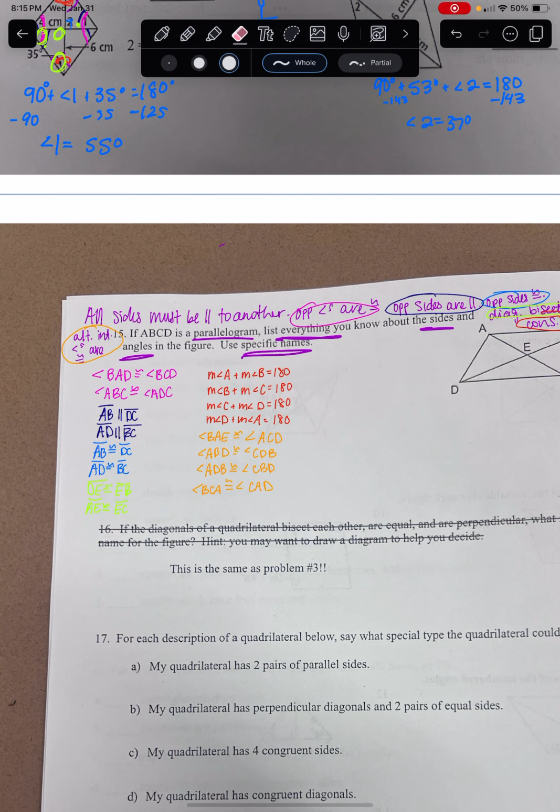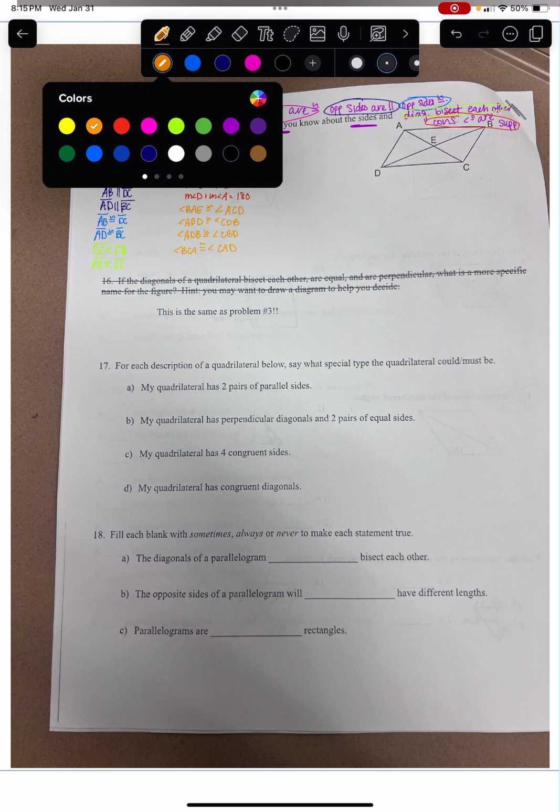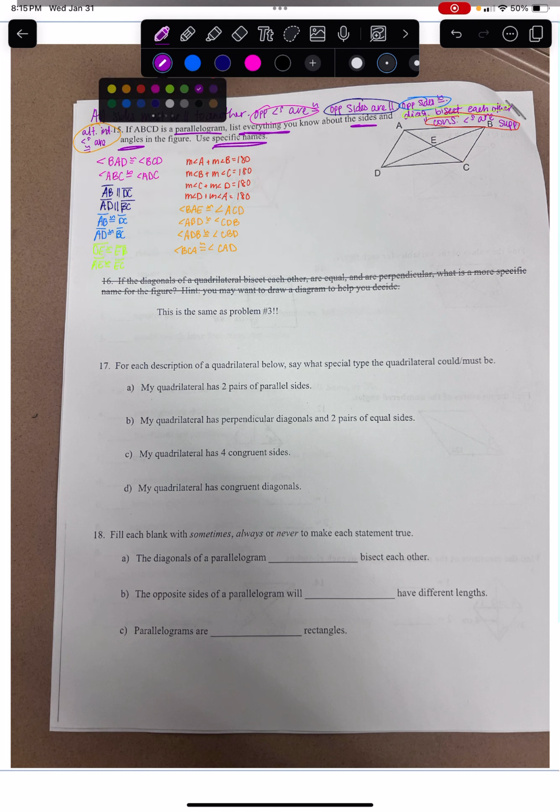So I would just list out what you know to be a parallelogram. Opposite angles are congruent. Opposite sides are parallel. Opposite sides are congruent. The diagonals bisect each other. Consecutive angles are supplementary. And alternate interior angles are congruent. And then you just list all of those things out. It's pretty similar, just a little time consuming. You have to remember every single part, which could be hard. What color did I pick? Purple? Yeah.